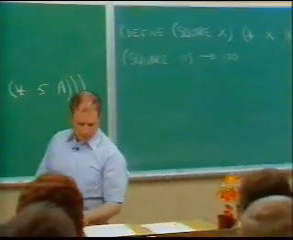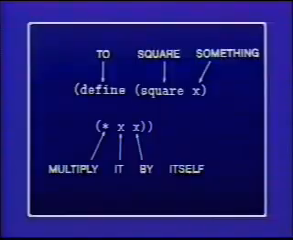Now, let's actually look at that a little more closely. There's the definition of square. To square something, multiply it by itself. You see this x here? That x is kind of a pronoun, which is the something that I'm going to square. And what I do with it is I multiply x by itself. So there's a notation for defining a procedure.